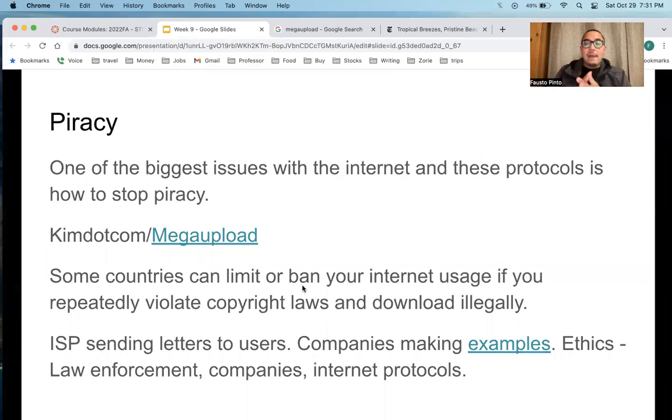So some countries can limit or ban your internet usage if you repeatedly violate copyright laws and download illegally. The problem with the internet nowadays is that we're so used to getting everything for free. We assume that everything is free, right? I think it's kind of changed now with your generation, where we're used to paying monthly for Spotify or Apple Music. And I think that was a response to my generation before, where we had everything for free. We just had to do some research for it. LimeWire, Megaupload. We were used to getting any movie, anything for free, that we thought was free, but it wasn't free. When an artist puts out music, they have a copyright on that music and they make money.